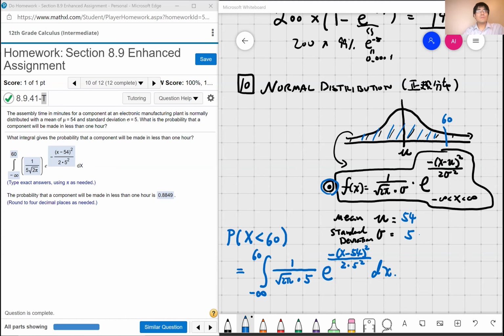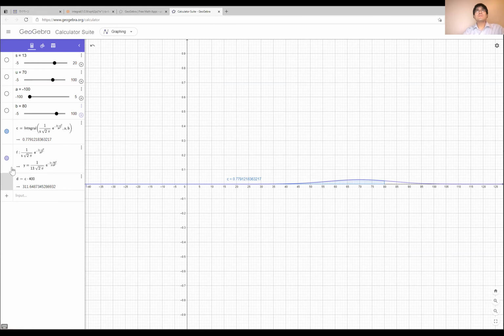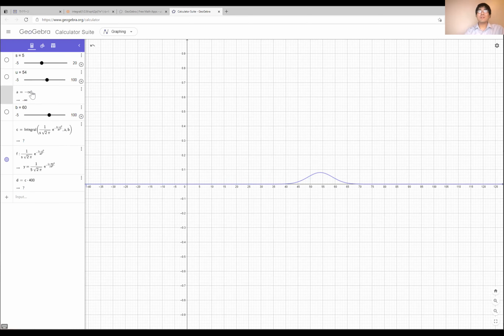Can you see it now? This is the function that I put in, and we are going to integrate it over the interval a through b. Now, s is the standard deviation, so in this case the standard deviation is 5 and the mean is 54. And a is negative infinity, and b is 60 minutes. I guess negative infinity is not recognized, so I'm going to put in a big negative number.